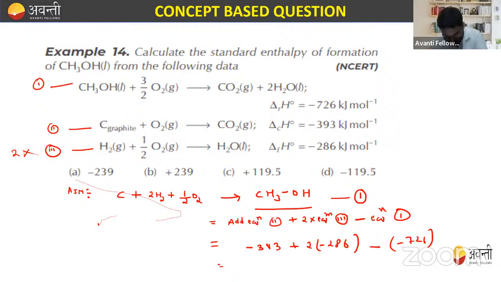So I hope this is very simple. Any doubt, beta, related to this? If you have any doubt, you can ask.